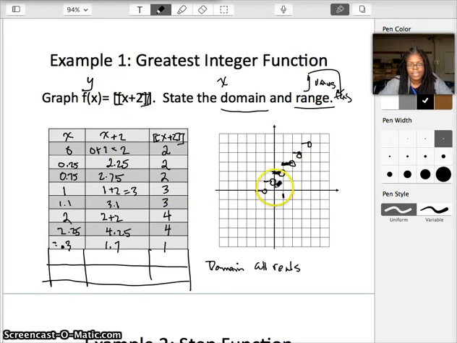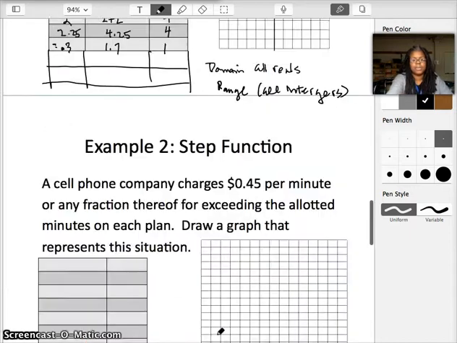Notice that we never get any intermittent values that are between these integers. And that should let you know, and remember the definition of the greatest integer function, that your answer is going to be an integer. So that should really tell us that our range is going to be all integers. Does that kind of make sense, guys? I hope so. Let's take a look at another example.